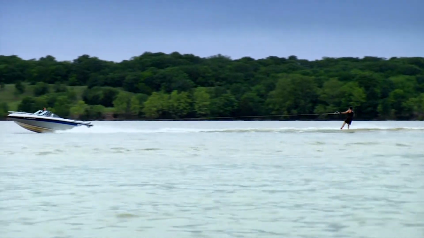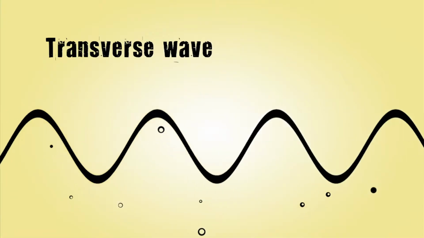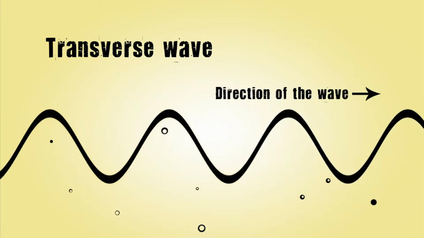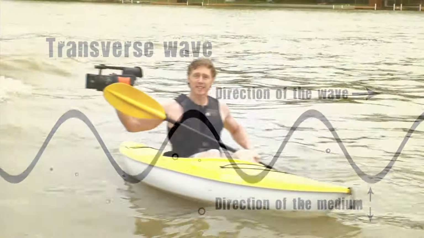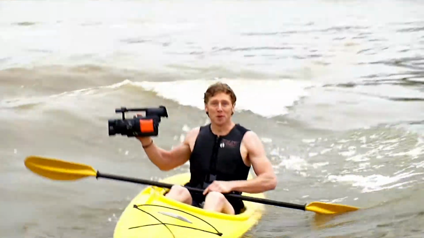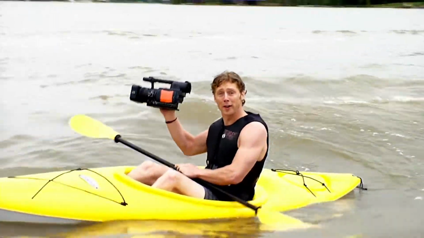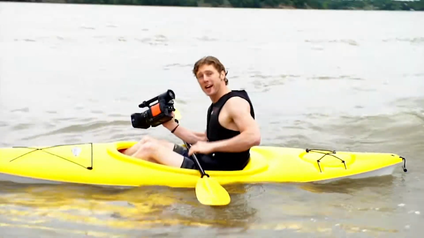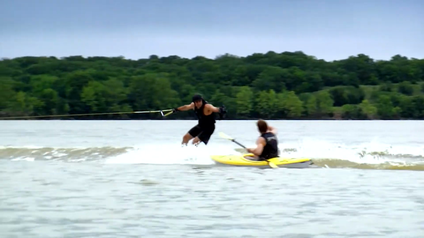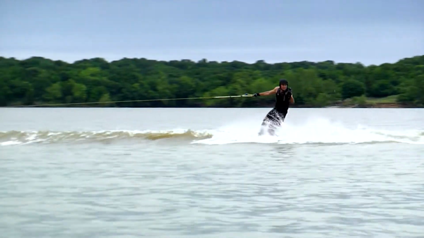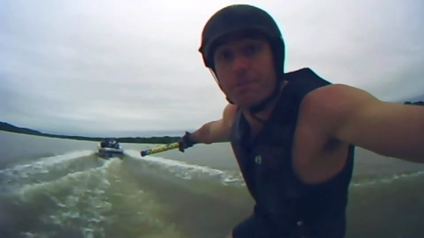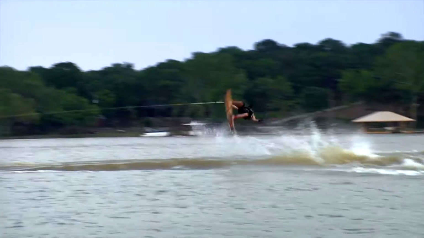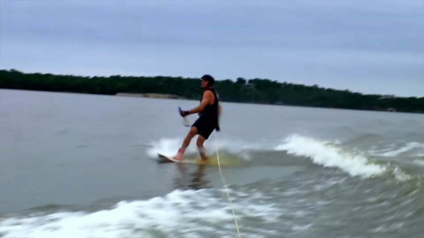The type of mechanical wave created here is called a transverse wave because the direction of the wave is at a right angle to the direction the medium moves. That means that if a wave is moving this direction, the water, its medium, is moving up and down. All right, so it's important to know the parts of the wave, because different parts allow you to do different tricks. We represent waves in a diagram that looks like this.